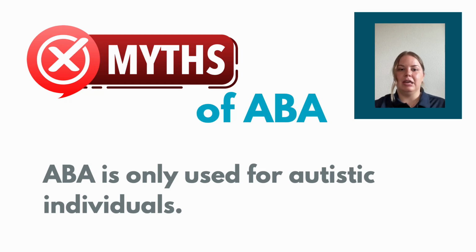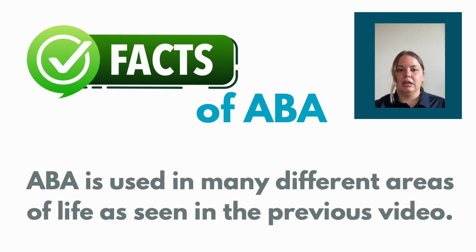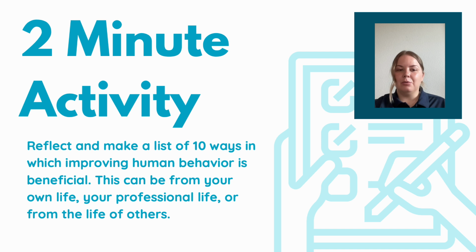We often hear that ABA is only used for autistic individuals, and this is actually a myth. ABA is used in many different areas of life, as seen in the previous video. Now we'll take 2 minutes to reflect and make a list of 10 ways in which improving human behavior is beneficial. This can be from your own life, your professional life, or from the life of others. So take 2 minutes to create this list.